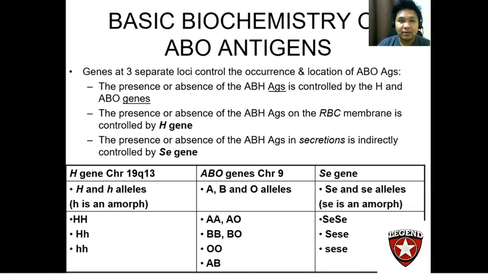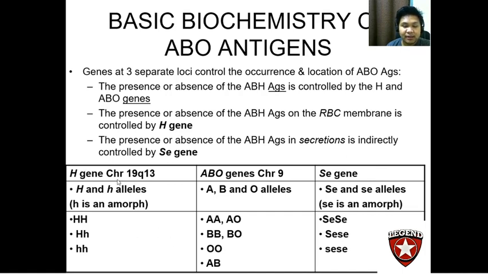The formation of ABO antigens relies on genes at 3 separate loci which control the occurrence and location of the ABO antigens. The presence or absence of the ABH antigens is controlled by the H and the ABO genes. The presence or absence of the ABH antigens on the RBC membrane is controlled by the H gene, whereas the presence or absence of the ABH antigens in secretions is indirectly controlled by the SE gene. So below, you have here the various alleles for each of these genes and the possible combinations.